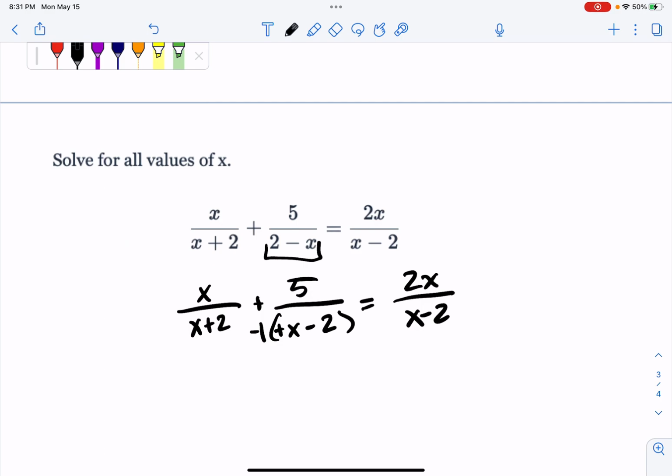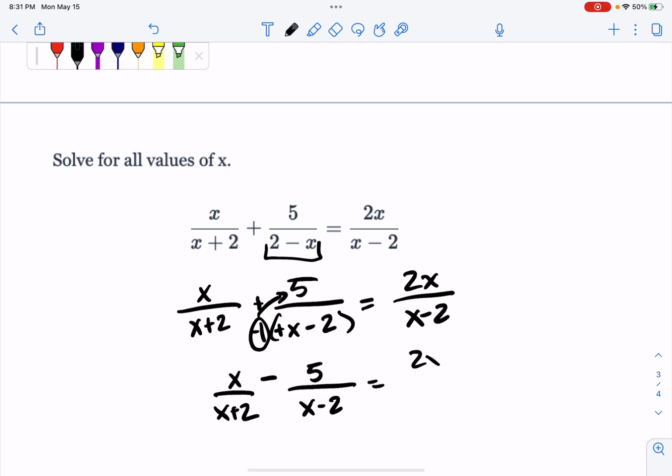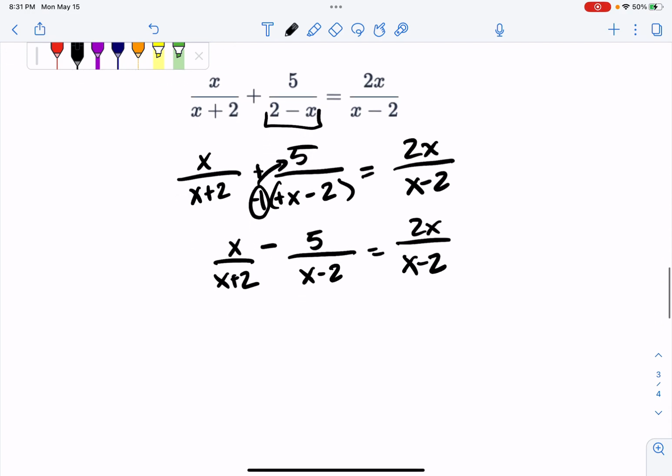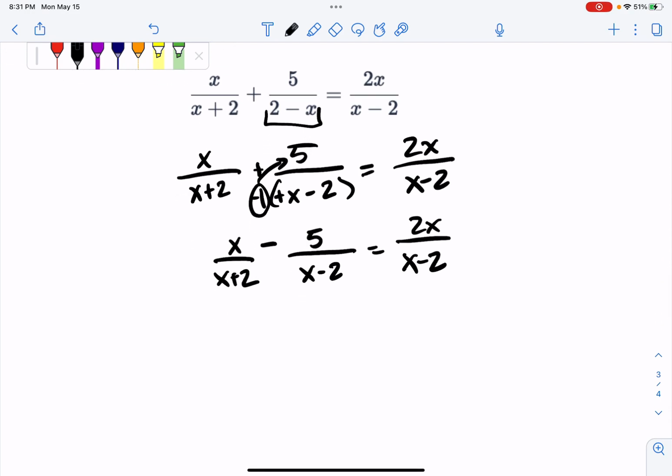So what I'm going to do is make this negative go up to this 5. So now I have x minus 5 over x minus 2. This is over x plus 2 equals 2x over x minus 2. Now this is very similar to the ones we've done in the past. We're going to multiply by x plus 2 and x minus 2.